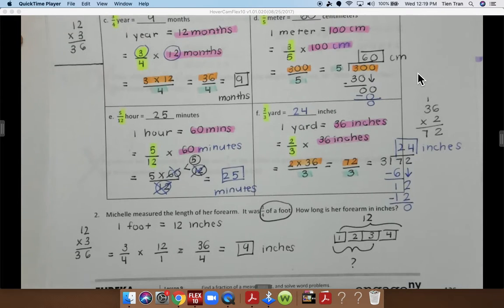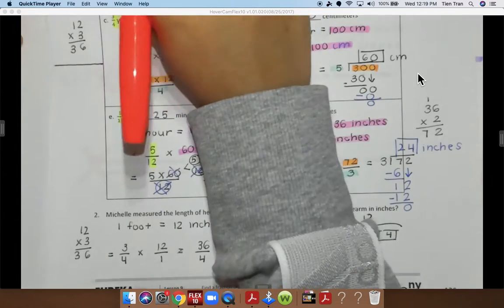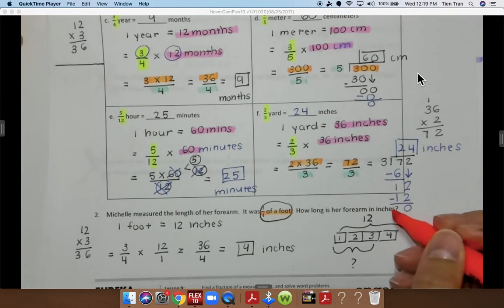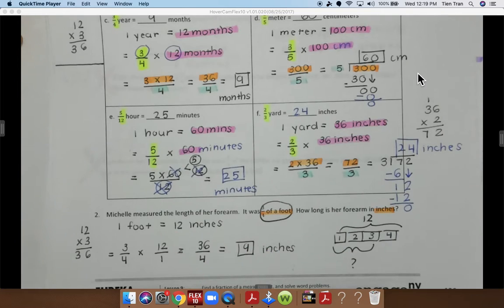Problem 2 says that Michelle measured the length of her forearm, this part of her arm. It was 3/4 of a foot. How long is her forearm in inches? What we're doing is changing feet to inches. I know that 1 foot is equal to 12 inches.